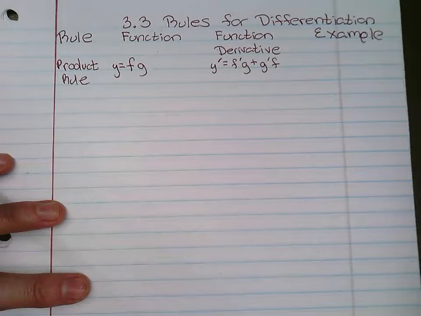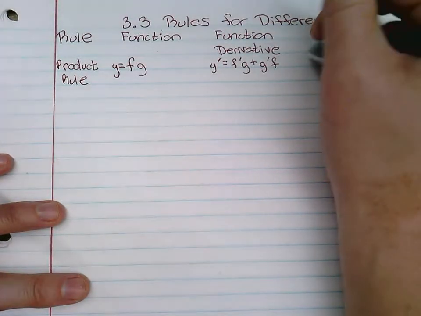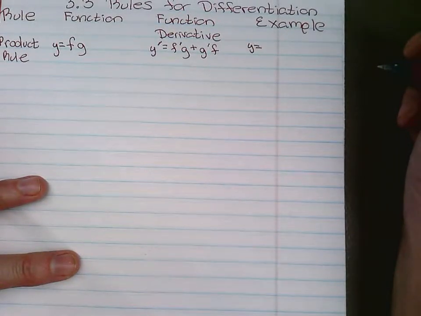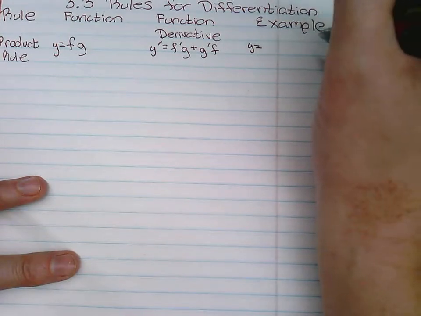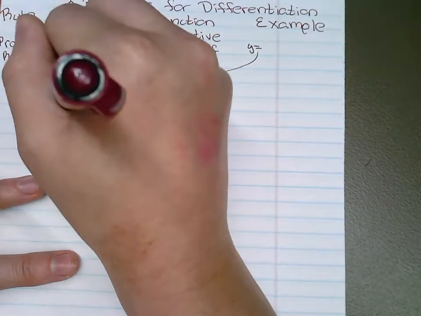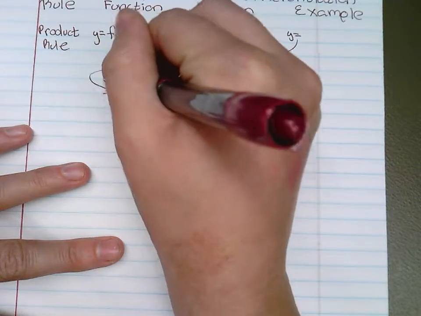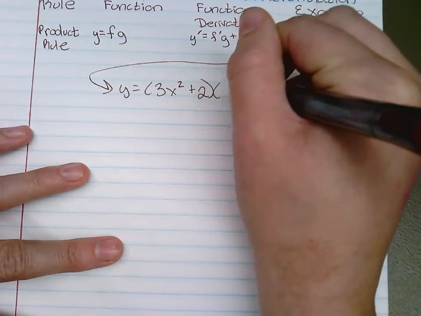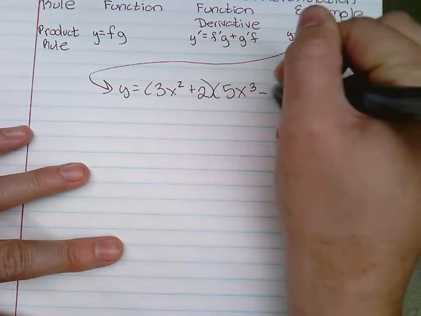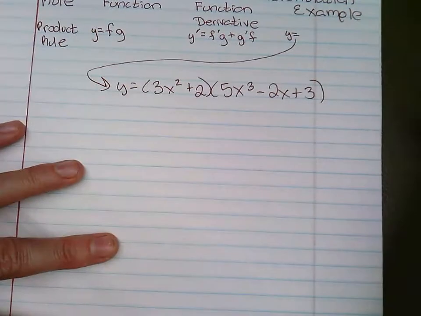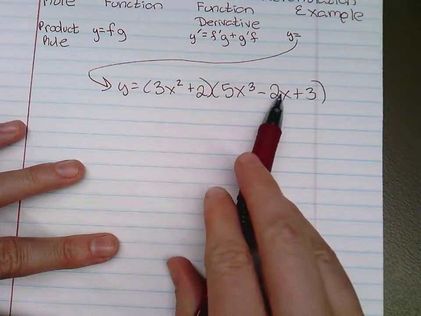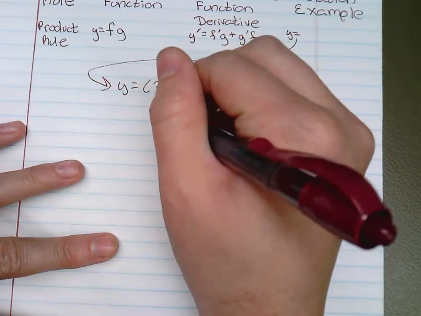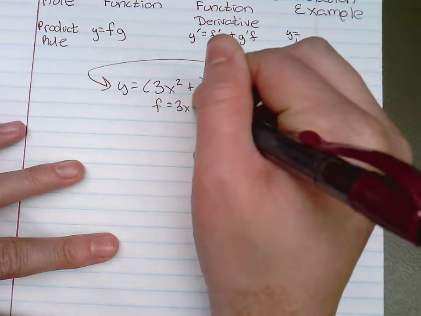Okay? And an example of this would be if you had y equals 3x squared plus 2, times 5x cubed minus 2x plus 3. I'm going to put it over here so we have room. So yes, you can multiply and then do the power rule, but we're going to do the product rule. So f is going to be the first function you see. So you have f equals 3x squared plus 2.